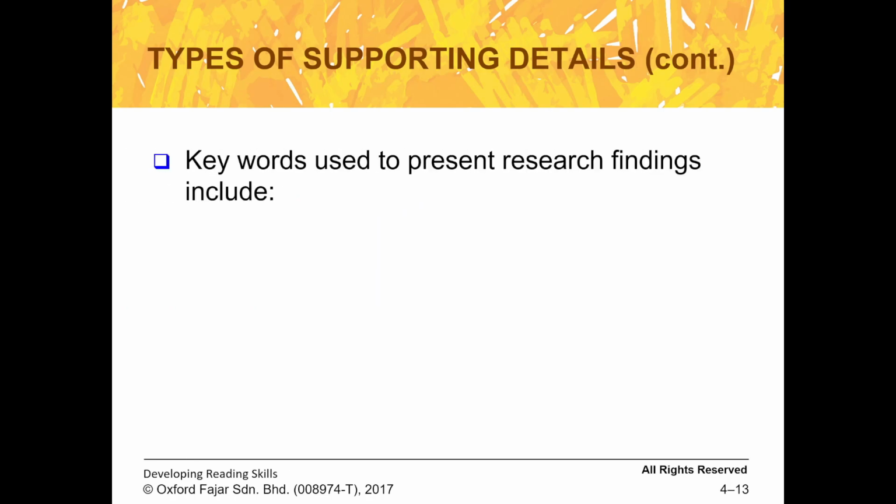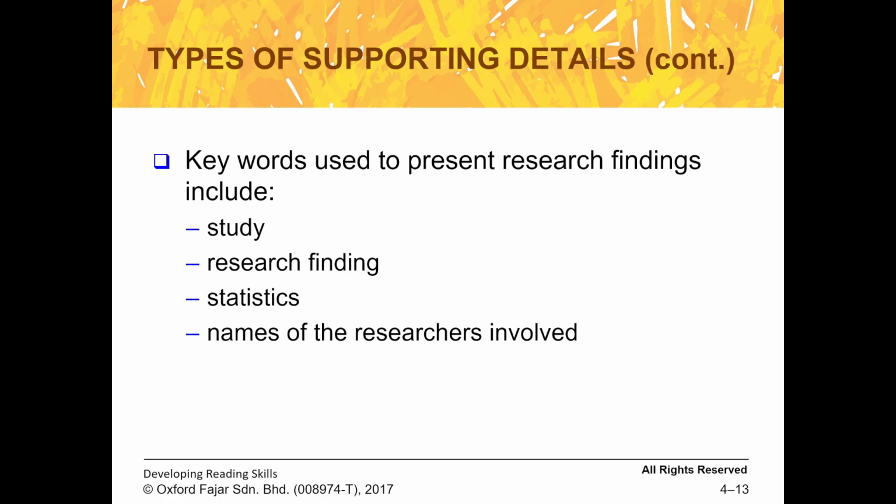So the keywords that you can use to present research findings, they include study, research finding, statistics, name of the researchers involved, year of the research. So those are the ones that you can use whenever you want to present research finding. For example, Ali and Abu 2019 found that certain things happen. For example, that is how you use research finding.